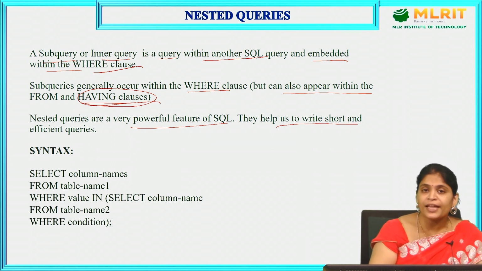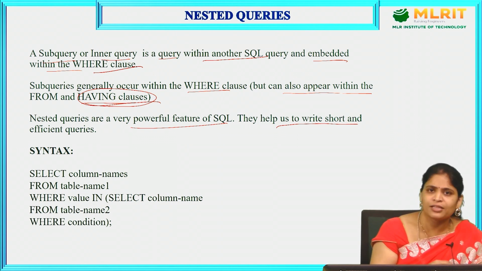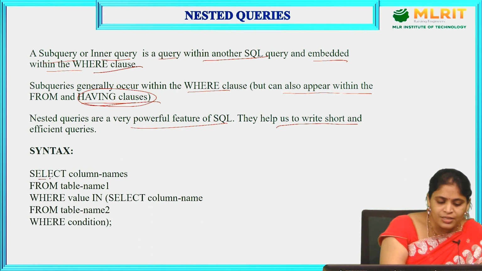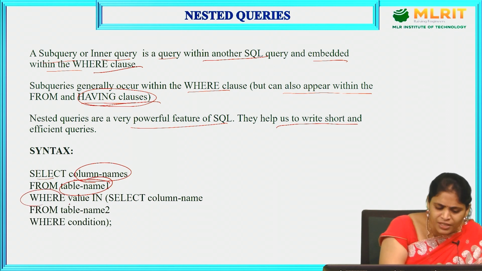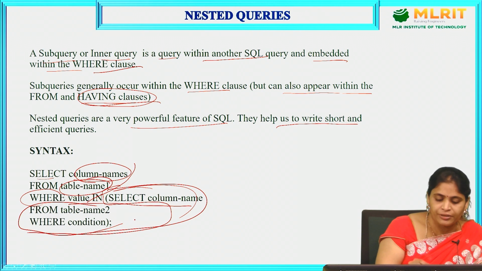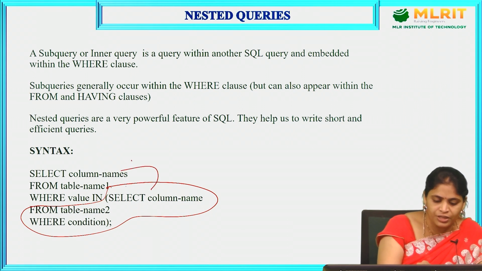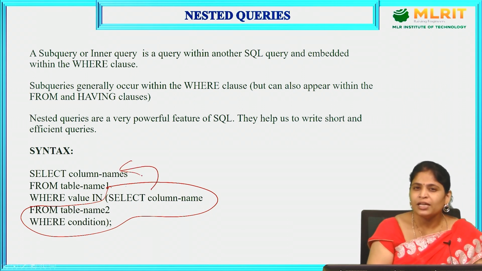So what is the syntax? The syntax of nested queries represents a query within another query. Here we select the column names from the table name where. This is the where clause, and in this where clause we have the nested subquery. So this is one query, and this is the inner query. A query within another query is nothing but a nested query.